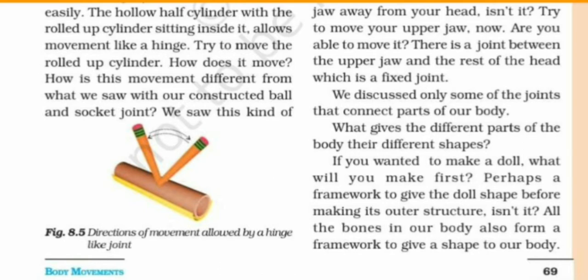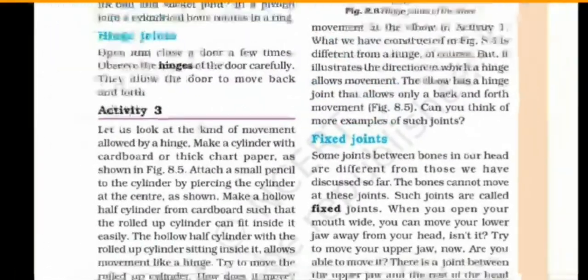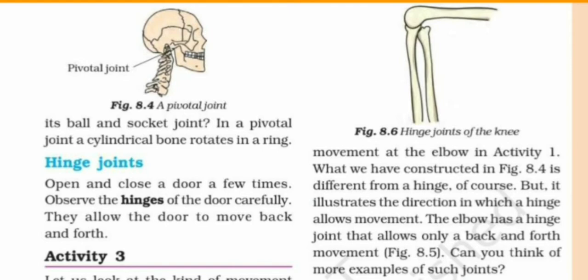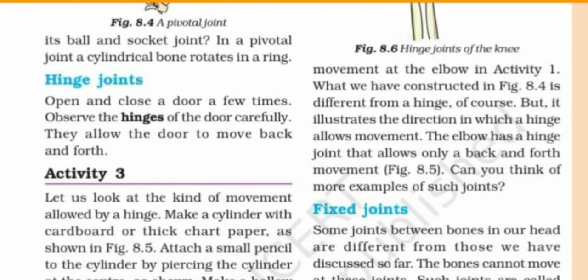Afterwards, you can give the rotation with the help of the pencil. Try to move the rolled up cylinder with the help of the pencil. How does it move differently from the model that you made for the ball and socket joint? The ball used to move continuously round in any direction in the bowl, but is it possible in the cylinder? No, it only gives you one direction movement, that is front and back. This is called the hinge joint, and that is the model of your hinge joint.